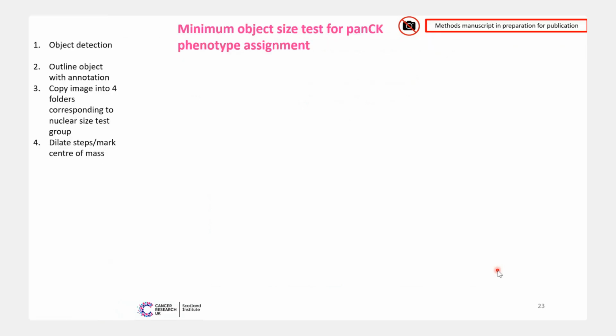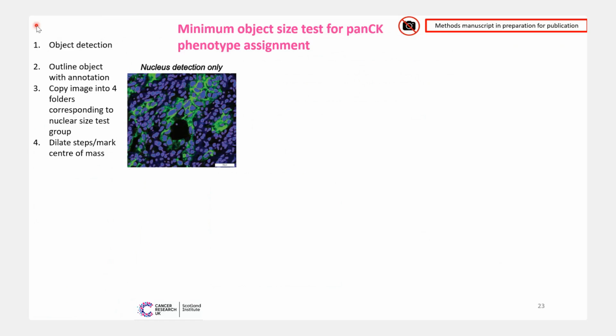So we did a minimum object size test, and we did this just using the pan-sized keratin phenotype assignment. And we had 4 test groups of different nuclear sizes, and we compared this to manual assignment of sized keratin positive cells. And it was the pathologist Kai and the team that did this for us. So to begin, we did an object detection. And this, to start with, was just a nucleus-only detection. And this was just to generate, you can see in blue here, the nuclear masks that have just been detected to detect the nuclei.